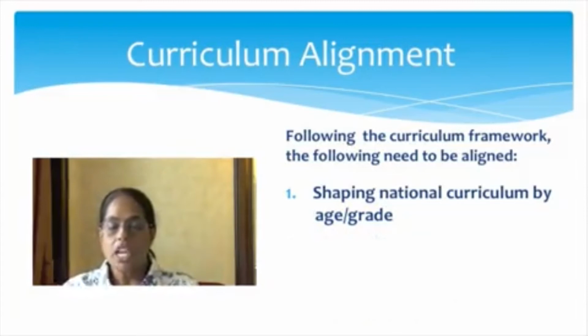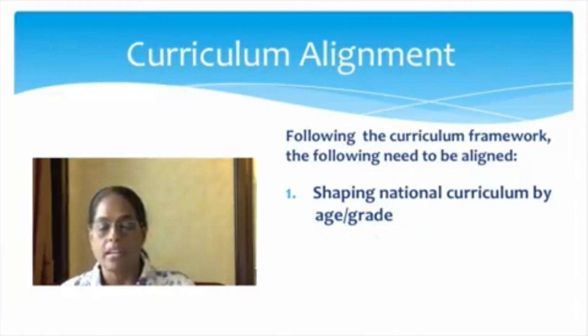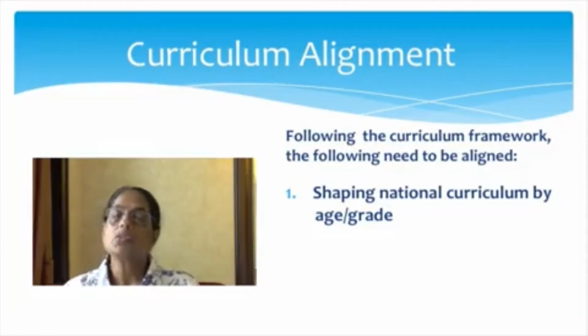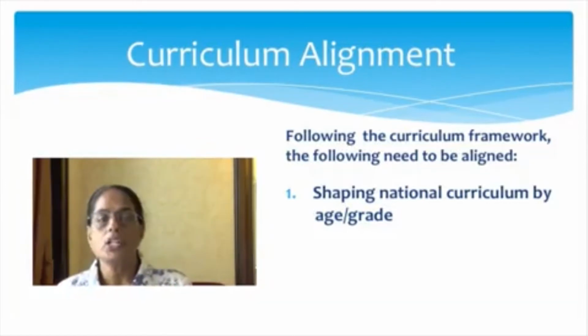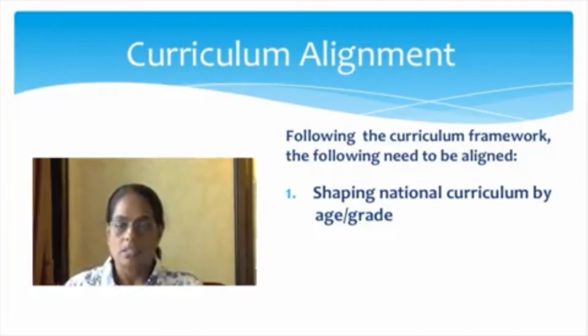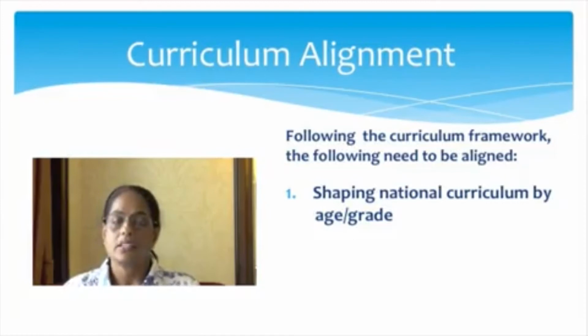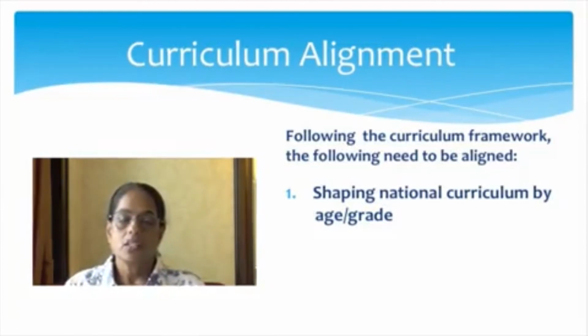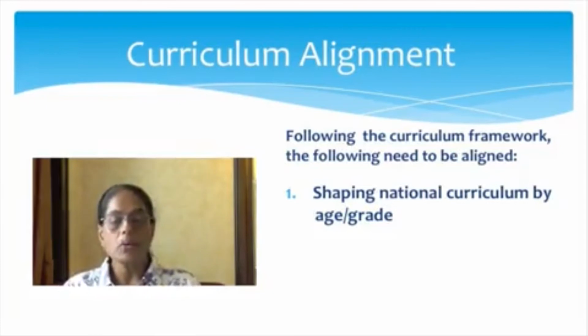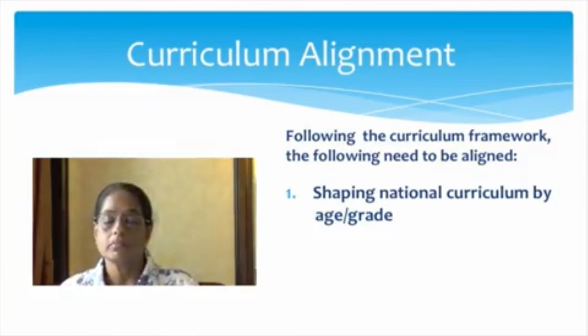When we talk about shaping the national curriculum by age or grade level, there are many things to think about. The subjects, the range of subjects, content selection, what kind of content should be taken into consideration, time allocation for each subject, the teaching learning strategies that can be used in the curriculum implementation, and the assessment suggestions. So these are important aspects to think about when you are shaping a national curriculum.